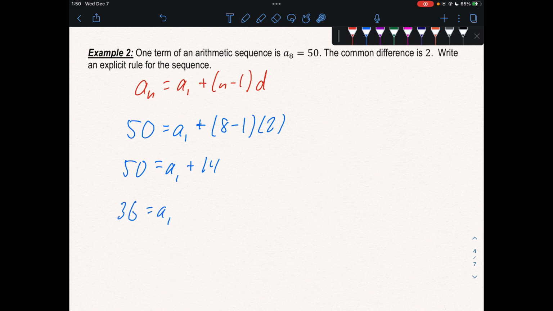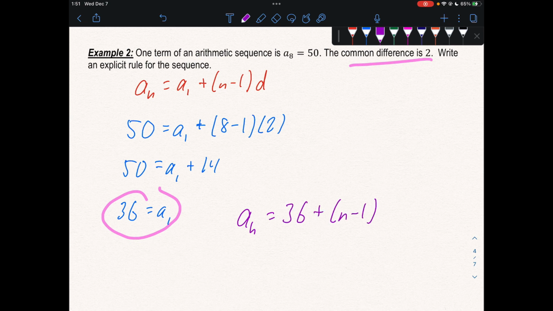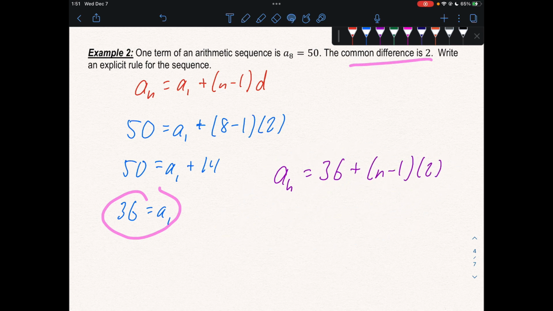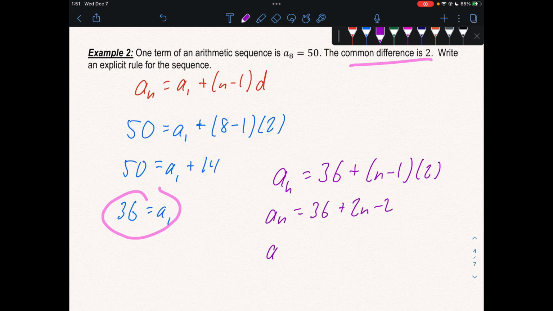Now take A1 and our common difference, and let's write our final answer out. So A sub n equals 36 plus n minus 1 times 2. That would be our rule. Again, it would be a good idea to simplify this. So 36 plus 2n minus 2, 34 plus 2n, or 2n plus 34.